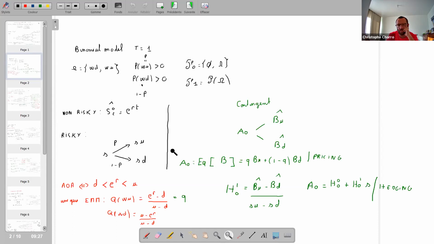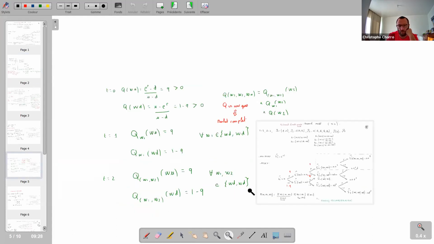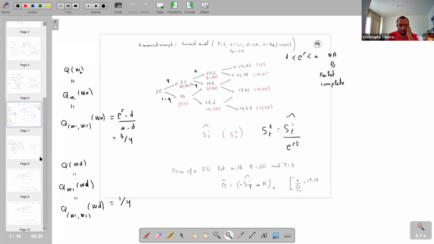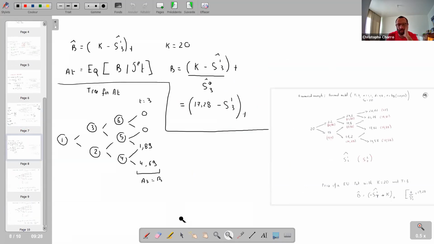And here, for my 6 submodels of size 1, I can apply this formula for Q equal to 3 over 4 and 1 minus Q equal to 1 over 4, because for my 6 submodels of size 1, I have the same parameters, and so the same conditional probability. So I have a tree this way, with Q, 1 minus Q, Q, 1 minus Q, and so on for the 6 submodels of size 1. At the end, let's see what I obtain for this tree.